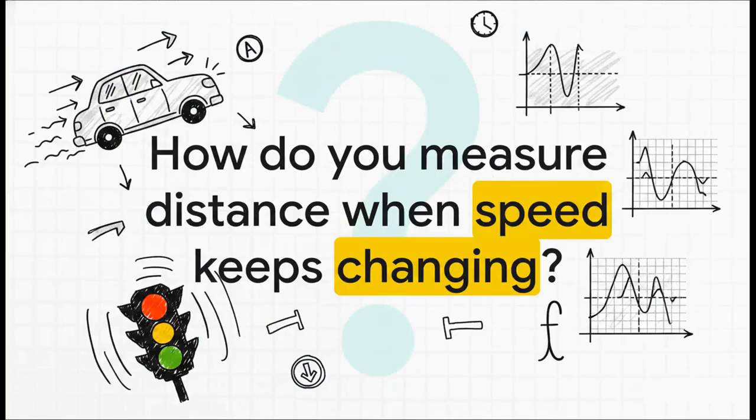Just imagine you're driving in heavy traffic. You're speeding up, you're slowing down, you hit a red light. Your speed is all over the place. There's no single constant speed for your trip. So how in the world are you supposed to calculate the total distance you've traveled?